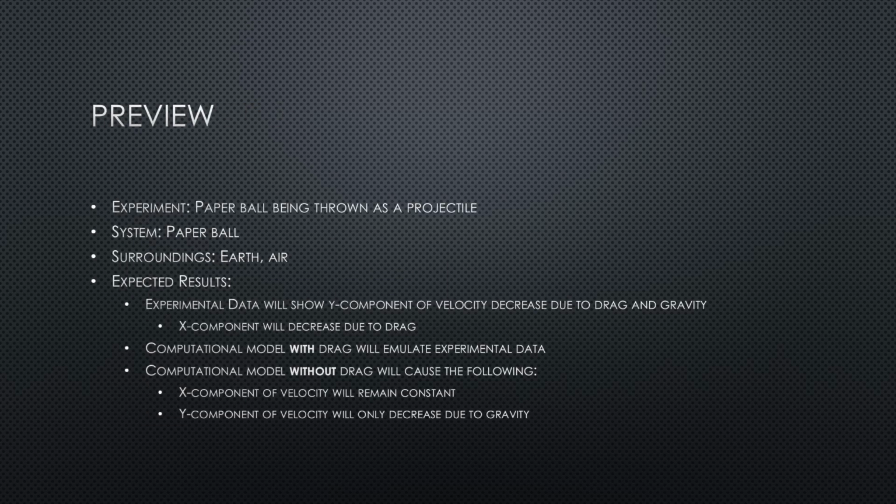In this experiment, the projectile being thrown is a paper ball in 2D, which is the system, while the Earth and surrounding air are the surroundings. The expected results of this experiment include both the x and y components of velocity slowing down due to drag, and in the y component, gravity. The computational model with drag should yield similar results, but the model with no drag will maintain a constant x component of velocity, and the y component will only be affected by gravity.